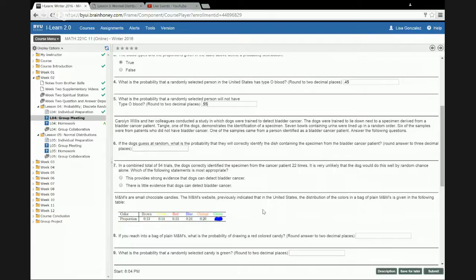On to number 6. Carolyn Willis and her colleagues conducted a study in which dogs were trained to detect bladder cancer. The dogs were trained to lie down next to a specimen derived from a bladder cancer patient. Tangle, one of the dogs, demonstrates the identification of a specimen. 7 bowls containing urine were lined up in a random order. 6 of the samples were from patients who did not have bladder cancer. 1 of the samples came from a person identified as a bladder cancer patient. Answer the following question.